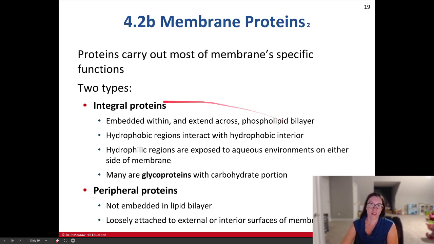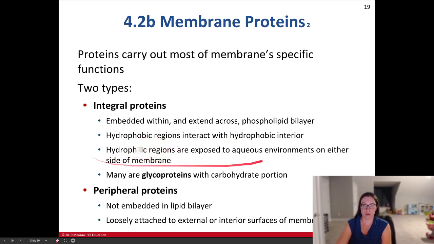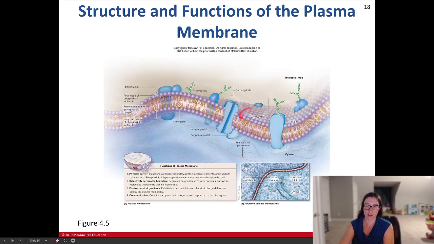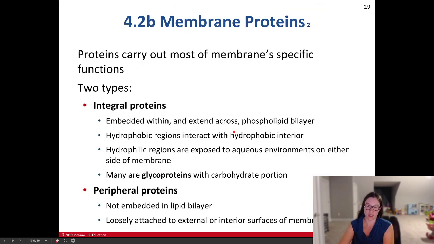And so, as we said, the integral proteins are going to extend across the bilayer. They have hydrophobic regions on the inside that interact with the hydrophobic tails, and the hydrophilic regions are on the outside, and they're going to go on either side of the membrane. And a lot of them can be glycoproteins. The peripheral proteins are not embedded in the lipid bilayer, but as I said before, they kind of float on the surface, on the outside or in the inside of the cell.